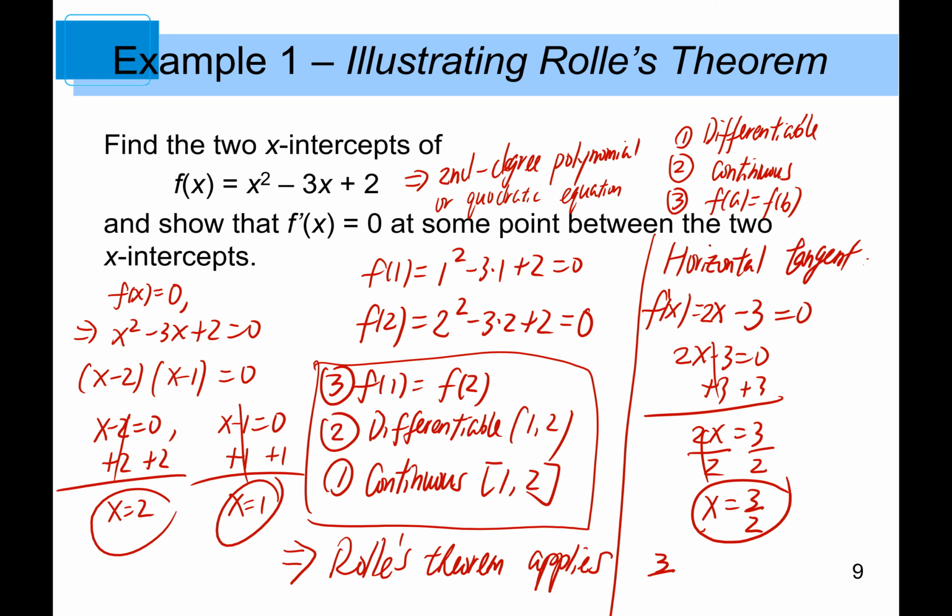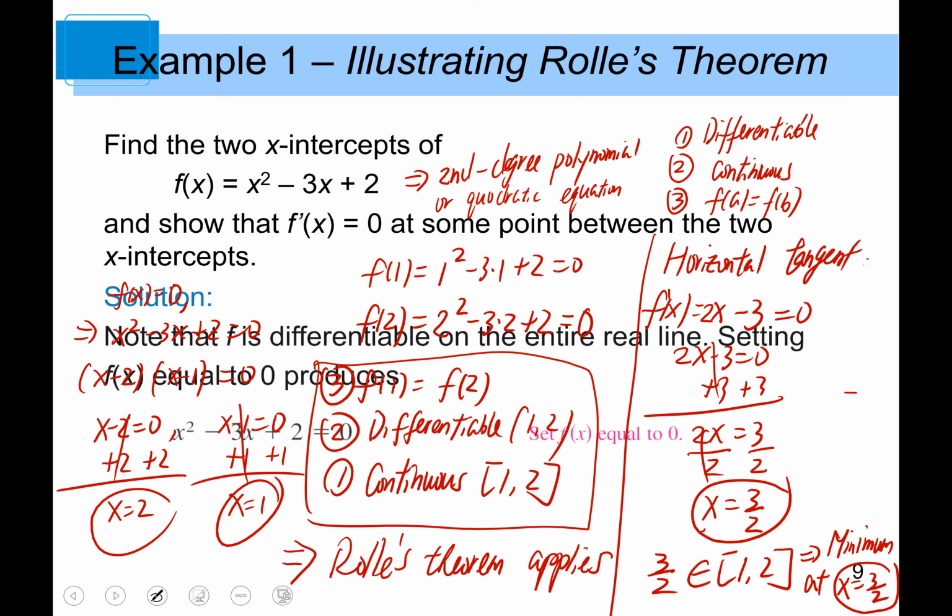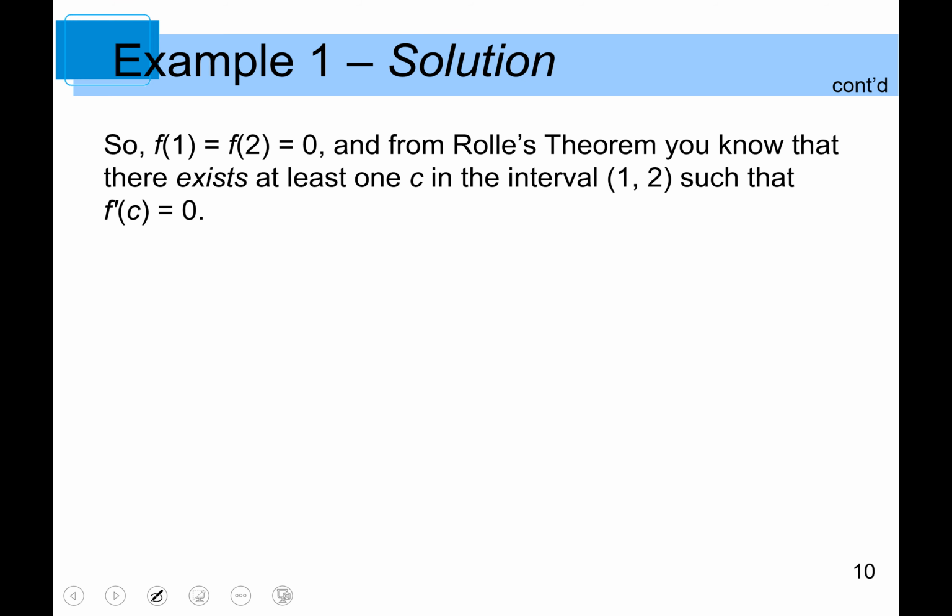And 3 over 2 belongs to this interval. Right, it's right in the middle of the interval. That means Rolle's theorem applies here, and that's the horizontal tangent. And since this is a second degree polynomial, it's concave upward, so we have a relative minimum here, right? The minimum occurs at x equals 3 over 2. Okay. You can take a look at the detailed solutions in your PowerPoint.